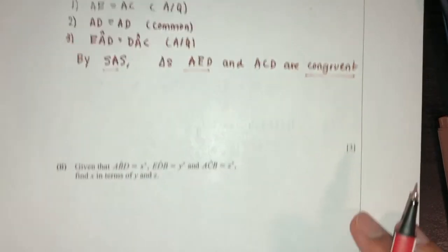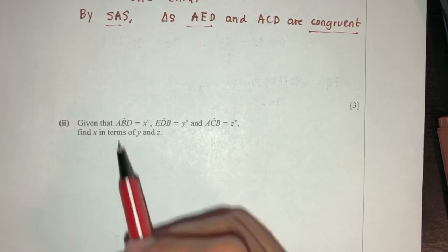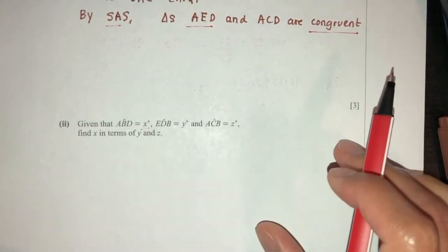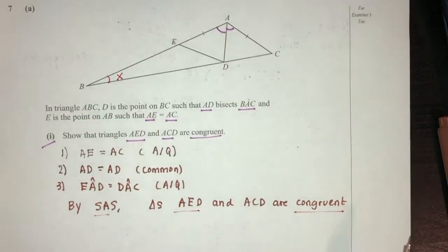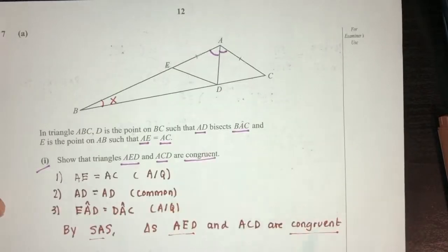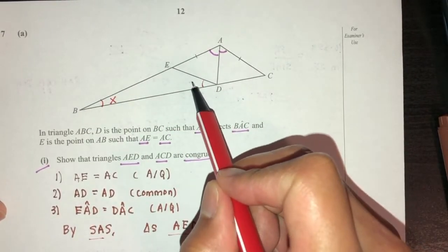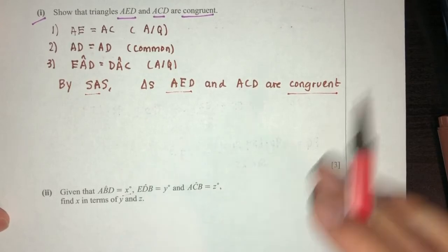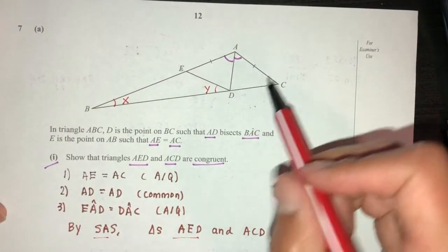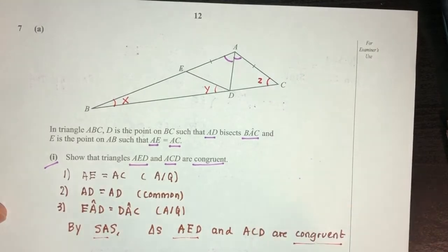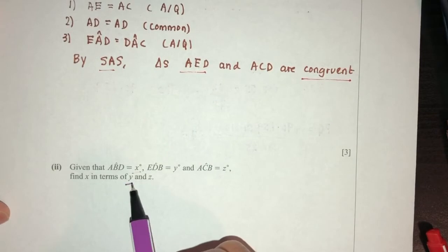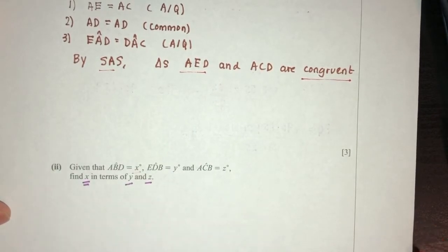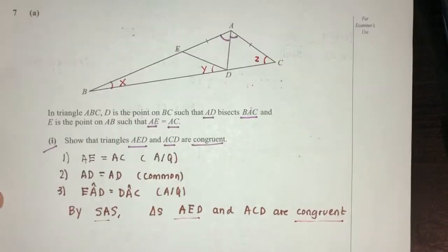That is part 1. Now for part 2, given that ABD is X, so ABD, this one is X, and EDB is Y, and ACB is Z. We have to find X in terms of Y and Z. Find the value of X. So how would you find that? Let's observe to see what's possible.